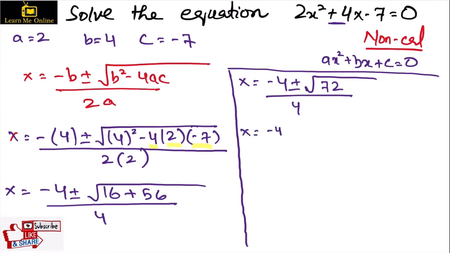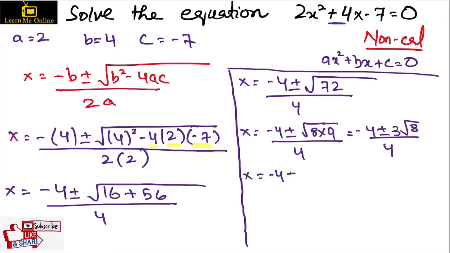So x equals minus 4 plus minus, this 72 we can split as 8 times 9, which makes 72. We know that 9 is a square number. So we can write it as minus 4 plus minus, the square root of 9 is 3, and then we have root 8. Because root 8 is a number that can be further split with another square number, which is 4 times 2, making 8. So I'm going to simplify further: minus 4 plus minus. We have 3 already outside. When you find the square root of 8, it would be 2 root 2. And we have a common denominator of 4. We can do one more step of simplification.